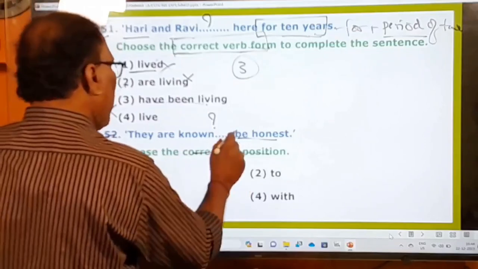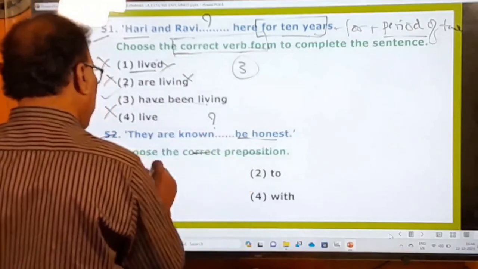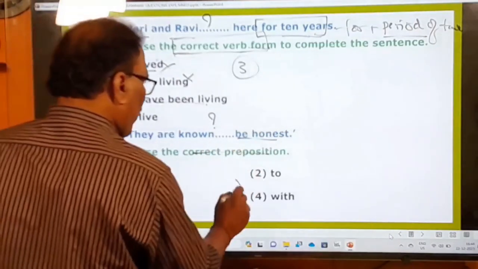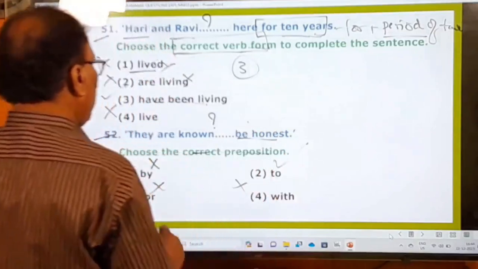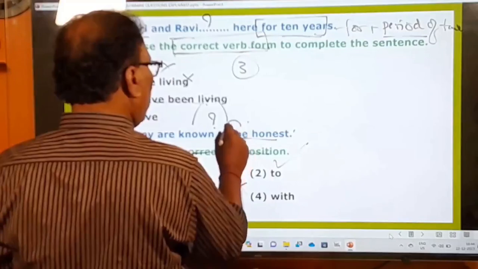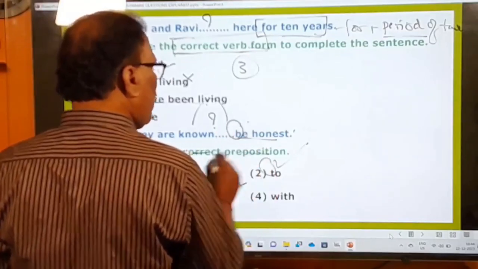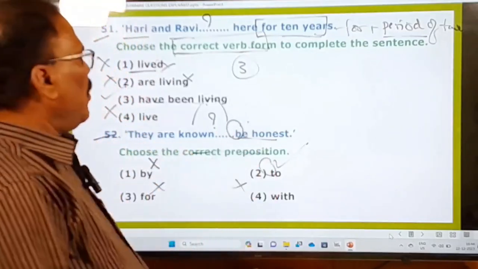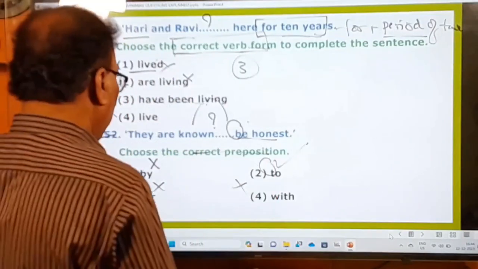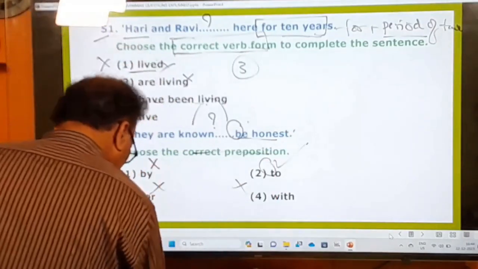So here, they are known by be, by is not used there. By be honest, no. For be honest, no. With be honest, no. Only to be honest. They are known to be honest. After this known, moreover this be is there, before be you have to use the preposition to. So to must be used there. And now let's move on to the next question.